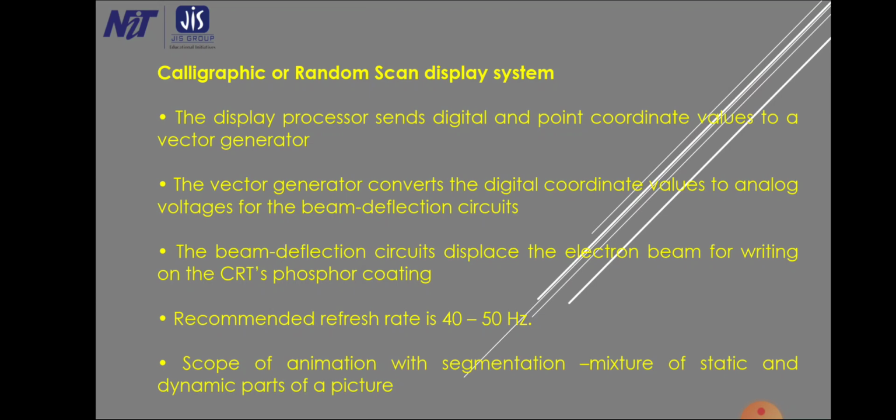Calligraphic or random scan display system. The display processor sends digital point coordinate values to a vector generator. The vector generator converts the digital coordinate values to analog voltage for beam deflection circuits. And what is the recommended rate? Recommended refresh rate is 40 to 50 Hz. Scope of animation is possible.